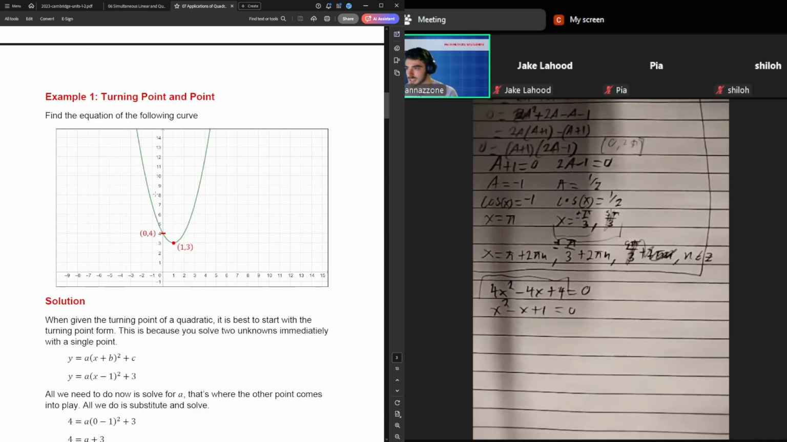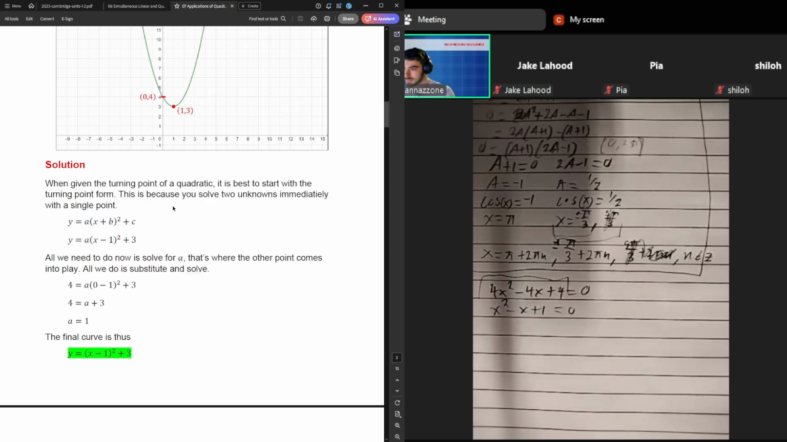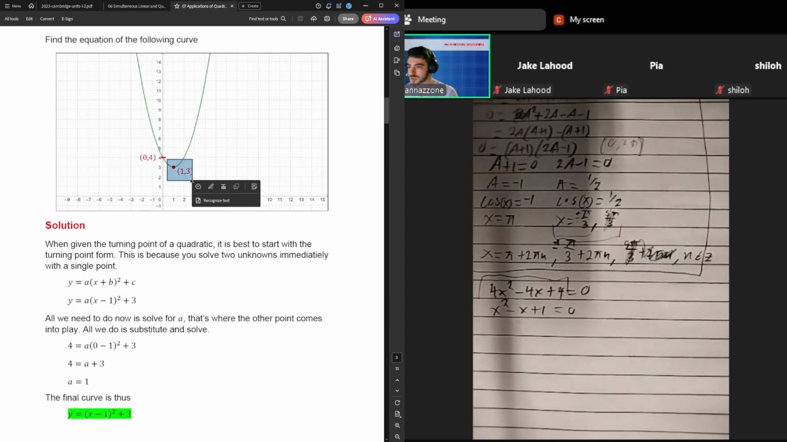So, very easy. If the information you're given is a turning point, start with the turning point form of your quadratic. The reason I'm mentioning this is because it may not be given to you what quadratic you should start with. It's likely you'll have to choose your own form. So, the turning point was one of the key features we were given. That immediately gives us what our b and c values should be. This is shifted 1 to the right and 3 up. This should mean x minus 1 and plus 3 at the front.